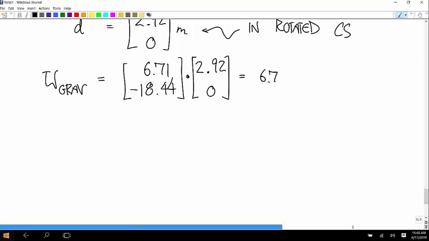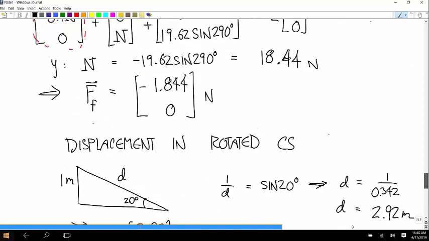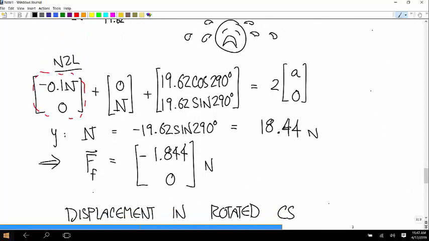So that's 6.71 times 2.92 plus negative 18.44 times 0. And that should come out to just be 19.62, like it did before, because it's the same displacement and the same weight force. This is the weight force in the rotated coordinate system. That's 19.62 times cosine of 290.